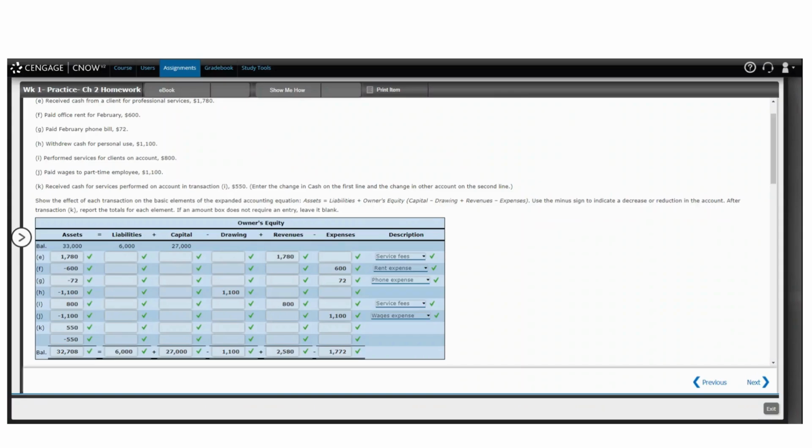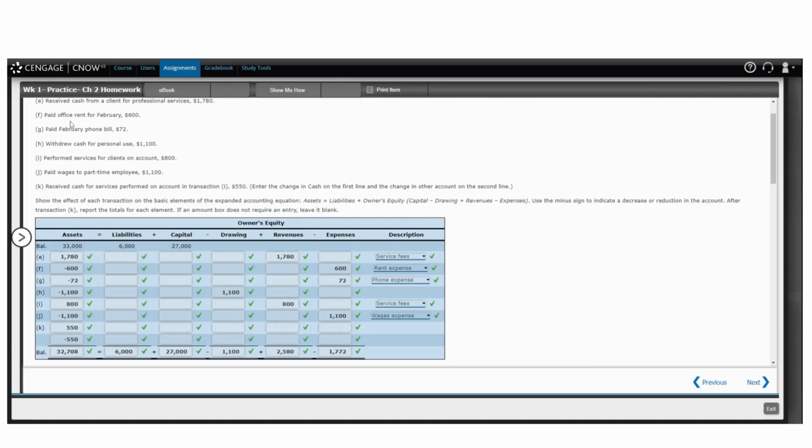So in E, he received cash from a client for professional services in the amount of $17.80, okay? So when I'm thinking about what two accounts were affected, my cash is going to increase by $17.80, and we see that on the first line. And the other account that's affected is my revenue. So his professional services, he provided a service to a client, and that's his revenue. That's money that he's earned. So that's where we put that. And then don't forget your description. You've got to put service fees in there.